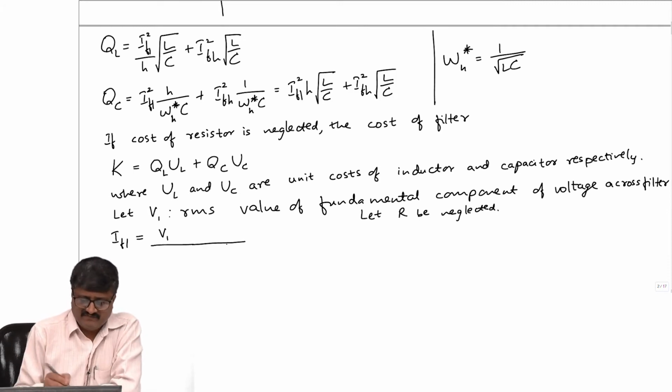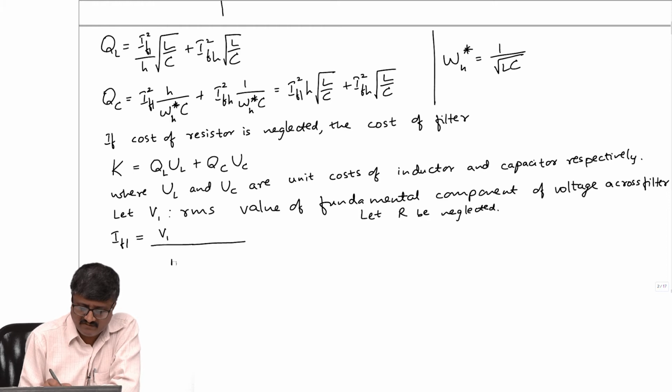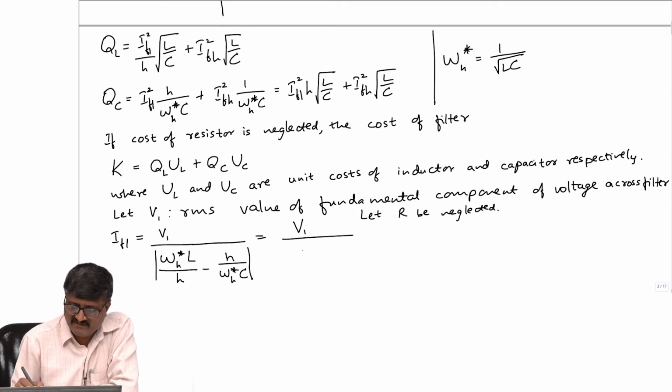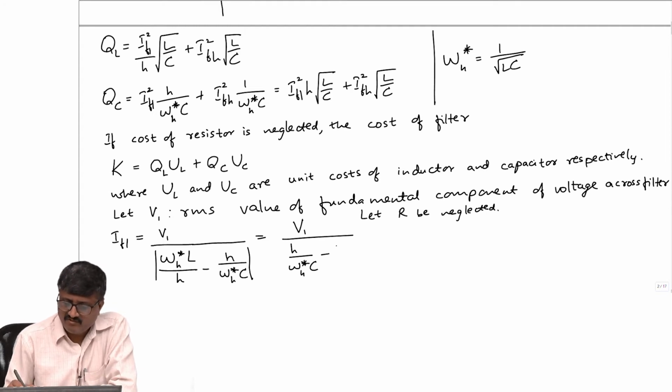I need not actually erase this. I could have taken that also. Omega h star L by h minus 1 by h by omega h star into C modulus. So since we know which one is larger, we could have just written this as Vh by h by omega h star C minus omega h star L by h.